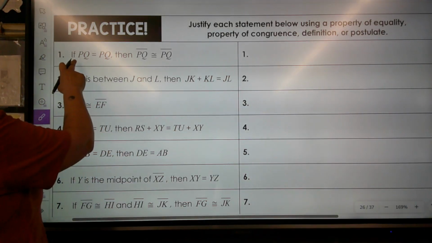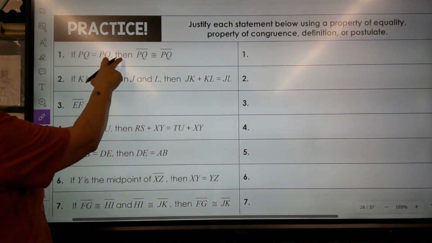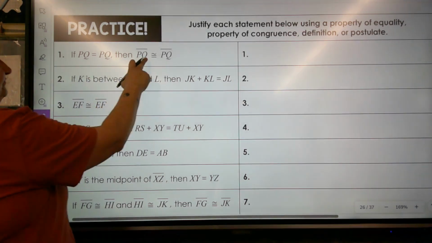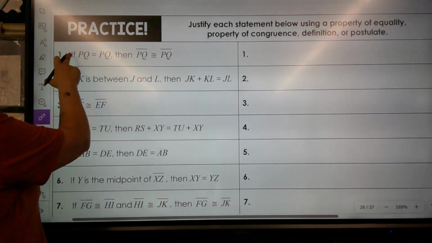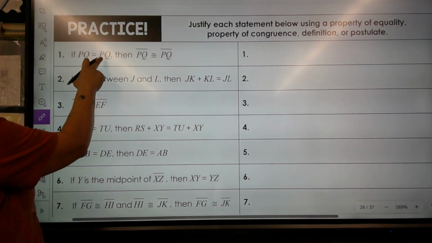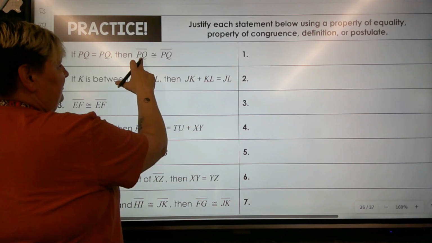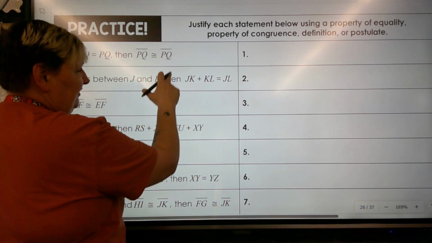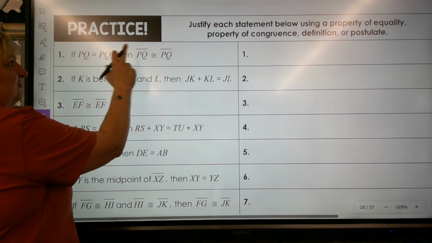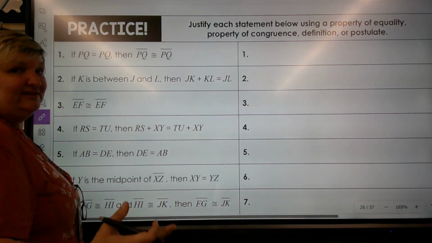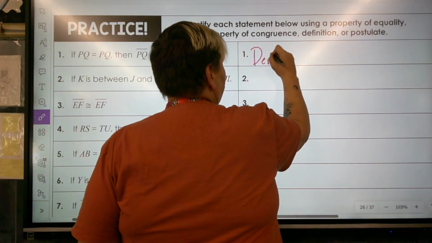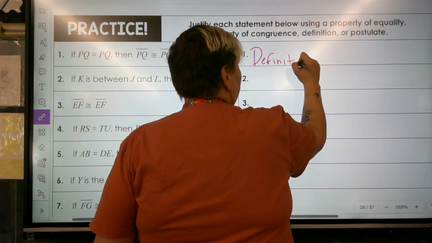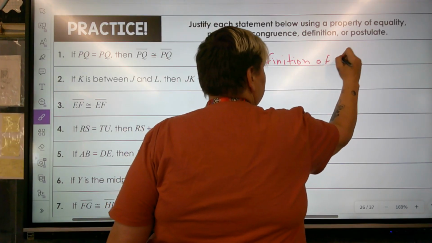All right, if PQ equals PQ, then segment PQ is congruent to segment PQ. We went from equal to congruent. That is literally the definition of congruence.